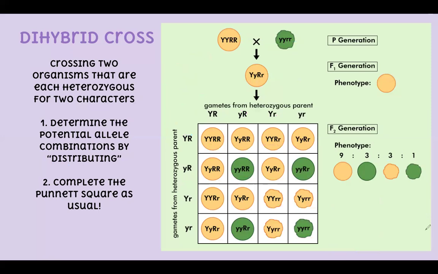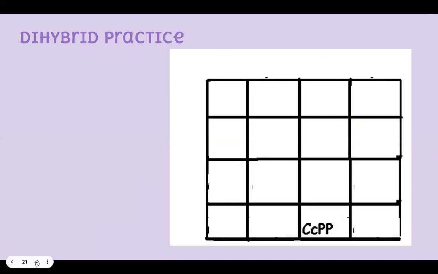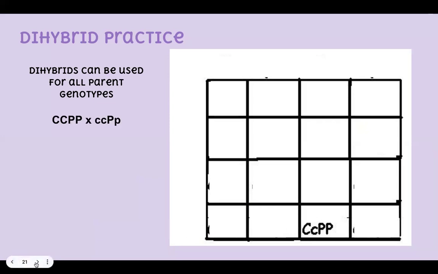Clear all drawings and moving on. All right, let's practice with a different set of parents that have different genotypes. Ignore this. I don't know why it's there already. Let's say I have these two parents here. I need to figure out the possible gametes first. Okay, I need to do the distributing thing. Let's use blue.